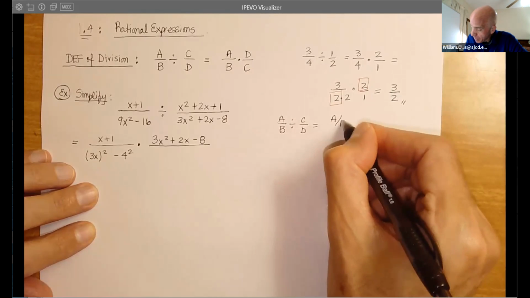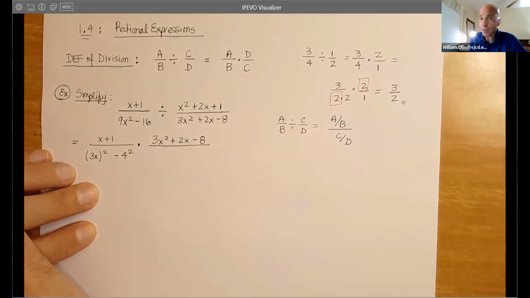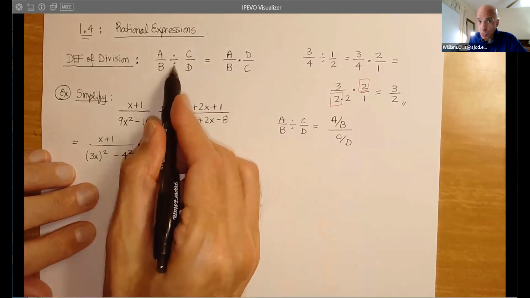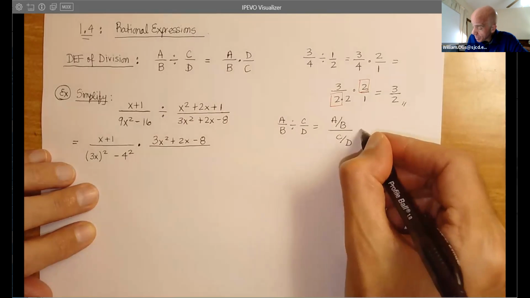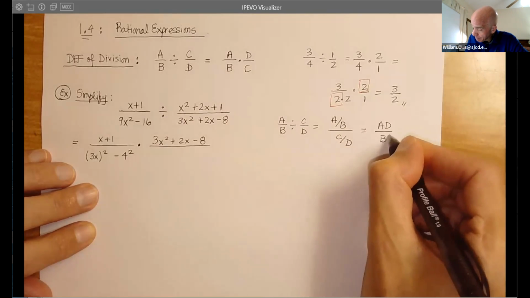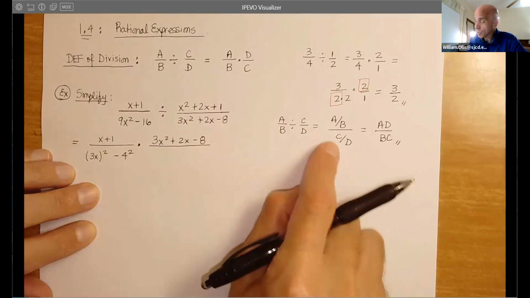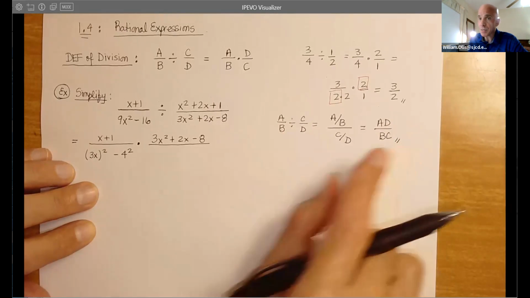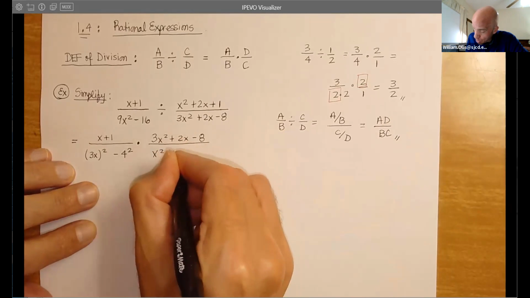A over B divided by C over D. That's a common way to write things in mathematics and physics. So this notation is used, but this is actually even more popular. And so then we could say this is just AD divided by BC. That's a very popular notation. So get used to seeing it this way also. And in calculus, this occurs all the time. So now we have x squared plus 2x plus 1.